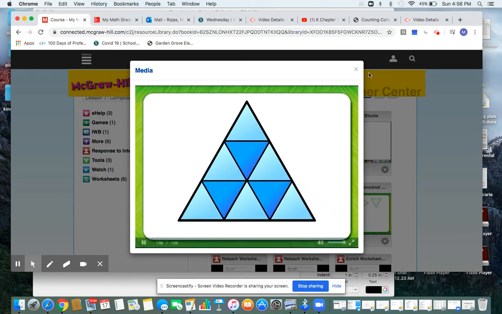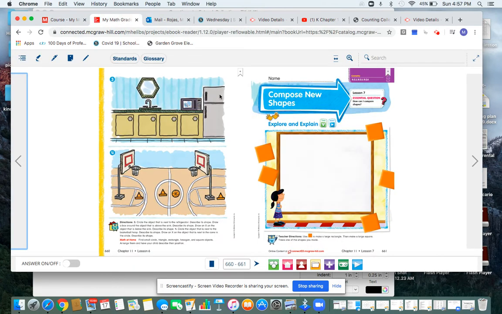All right, boys and girls, so we're going to go ahead and start our lesson. So you are on page 661. We are composing new shapes, and we are comparing shapes. And how do we compose new shapes using the shapes we have?